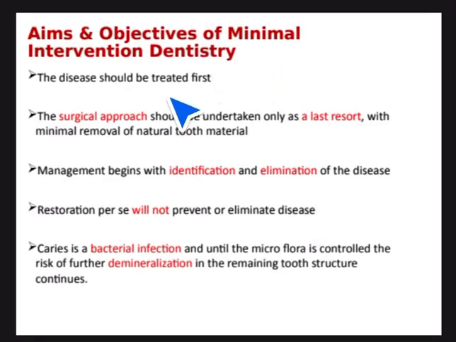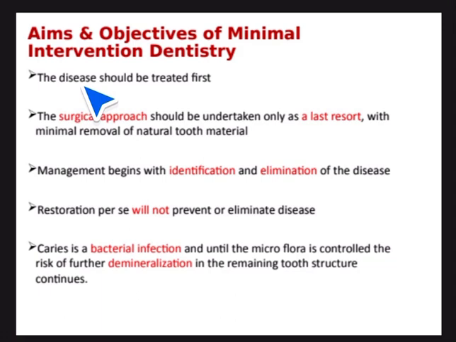So what are the aims and objectives of minimal intervention dentistry? The first aim is that the disease should be treated first. The disease has to be treated first. So what does that mean? Say, for example, somebody has diabetes. And because of diabetes, he has pain in the foot. Because of diabetes, he has some problems with his kidneys. So what do we treat? Do we treat the kidney, or do we treat the disease, diabetes? We treat the diabetes. Because if you treat the diabetes, the kidneys, the skin, the feet, the heart, the blood pressure, everything will be controlled.